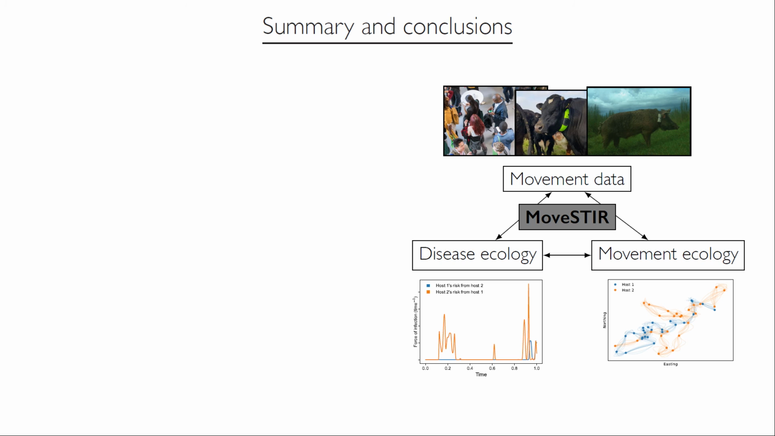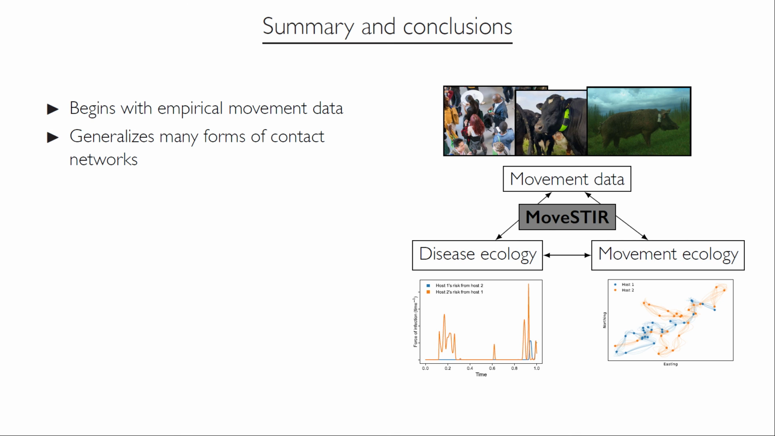So I just want to leave you with 3 key points here. First off, Movester begins with empirical movement data. And you can use movement data in human systems, livestock systems, or wildlife systems, and you can use many different types of movement data. So we think that makes it pretty widely applicable. Second, Movester generalizes many different types of contact networks. You can use dynamic contact networks, home range overlap networks, even bipartite networks. Those are all special cases of this Movester framework.